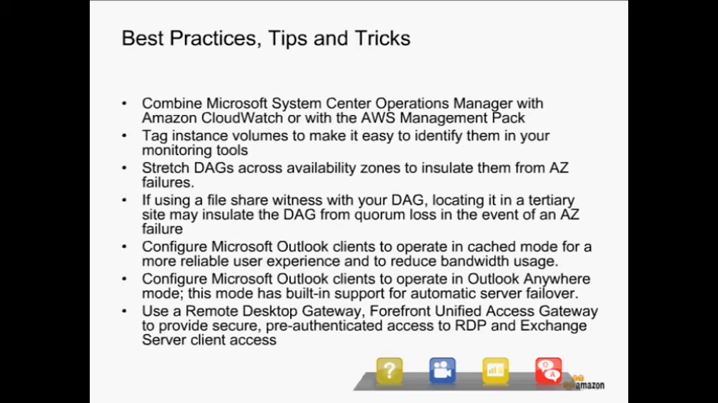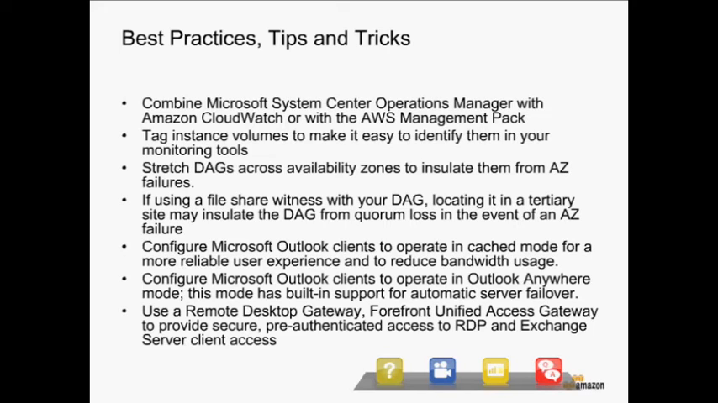AWS has added a lot of capabilities recently for having much more transparency and control of your environment by adding custom tags to the infrastructure components. Obviously, a best practice, like we had mentioned, is to improve data center fault tolerance by stretching your DAGs across availability zones to insulate them from availability zone failure. Optionally, you have the ability of putting the file share witness even in a tertiary site to insulate the DAG from quorum loss in the event of an AZ failure.